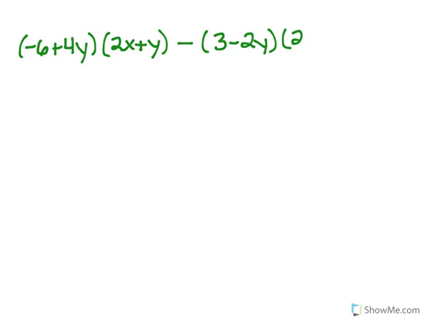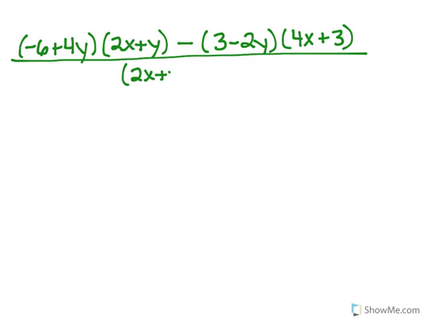Negative 6 plus 4y times 2x plus y, minus 3 minus 2y times 2x plus y. Oh, I'm sorry, not 2x plus y. Times 4x plus 3, all over 2x plus y quantity cubed.